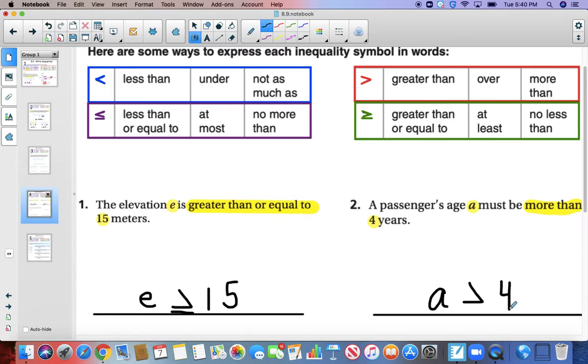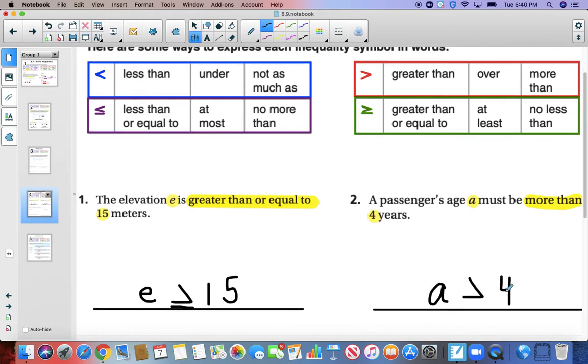Notice it doesn't say no less than. There's no equal to here. If you're 4 years old, can't ride it. But if you're 5 or 6 or 15 or 33 even, let's say, you're going to be just fine because A can be any number that's larger than 4.